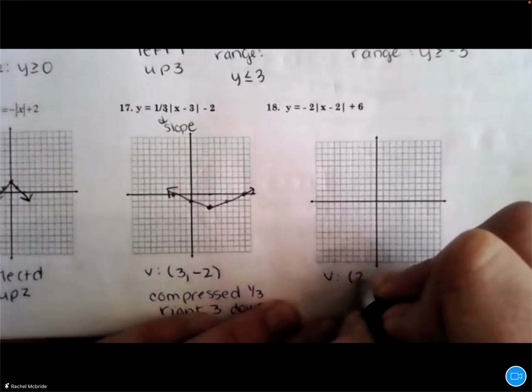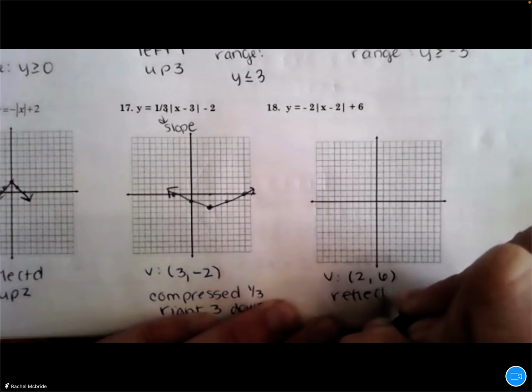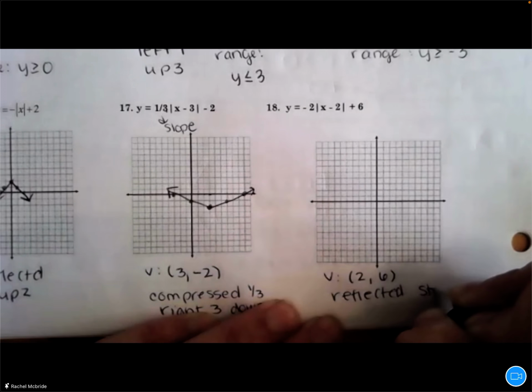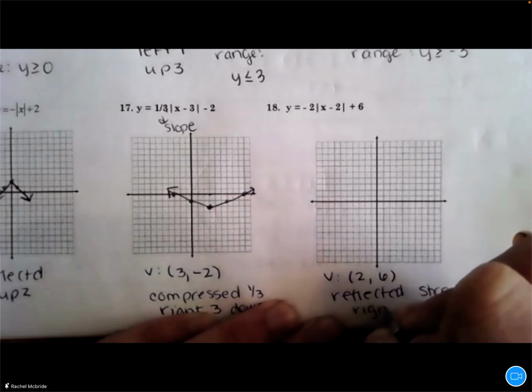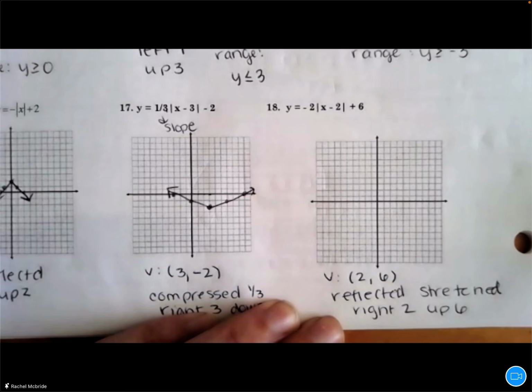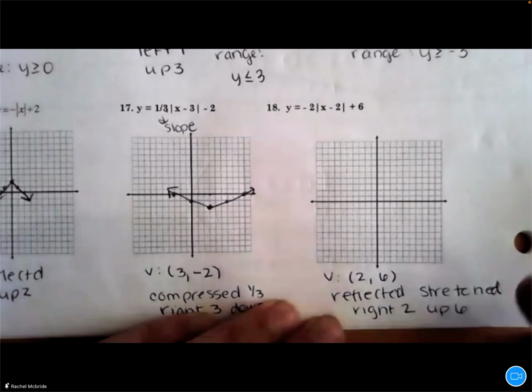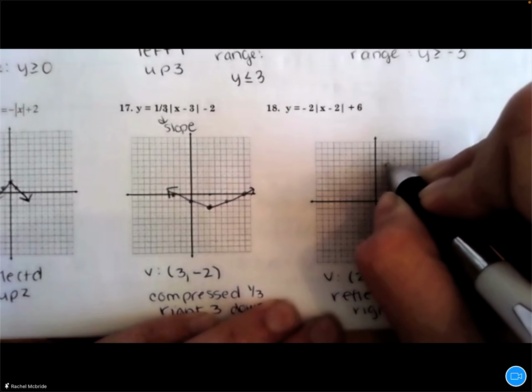And hopefully you can see how this graph is much more wide. Okay, in 18, my vertex is 2, 6. It's reflected, stretched, right 2, and up 6. Pretty much every possible type of transformation occurring. So you have 2, 1, 2, 3, 4, 5, 6.